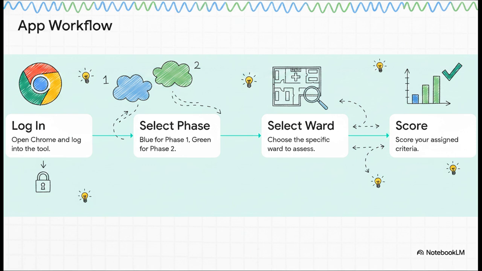Oh, and a quick heads up, picking the right phase right at step 2 is absolutely crucial. If you switch phases halfway through, it literally resets all your scores. You'll always know you're in the right place by the color at the top of your screen. Blue is Phase 1, green is Phase 2.